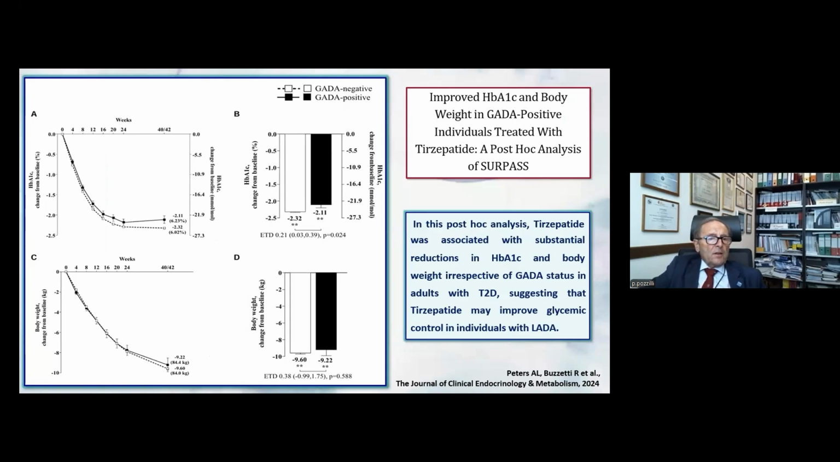Now, another interesting work is the potential use of GLP-1 RA for treatment in patients that are obese and GAD positive. The SURPASS study has shown that tirzepatide was associated with substantial reduction in HbA1c, as you can see here, and body weight, irrespective of GADA status. So I think that patients with type 2 diabetes, also those with GADA, could be treated with tirzepatide. And this is a very important paper that was published in JCM last year, and shows some very interesting results, in particular because tirzepatide is now a drug available and can be given to these patients.